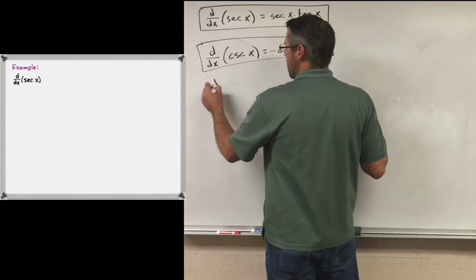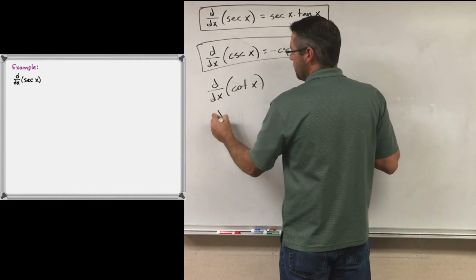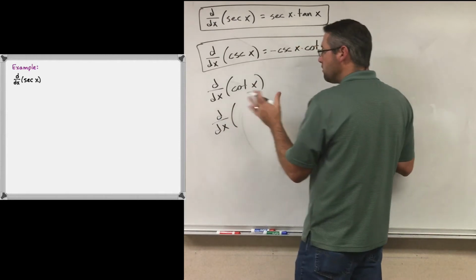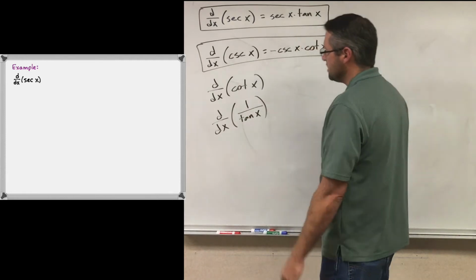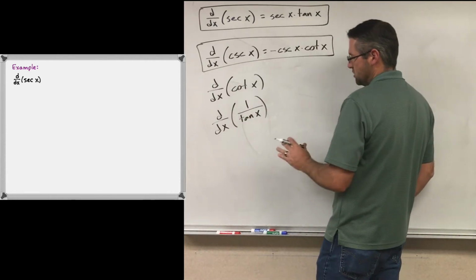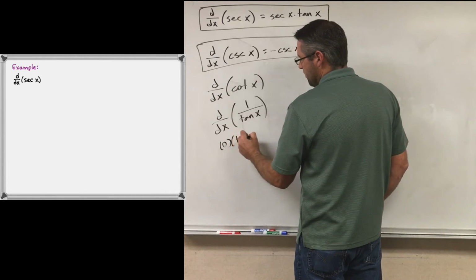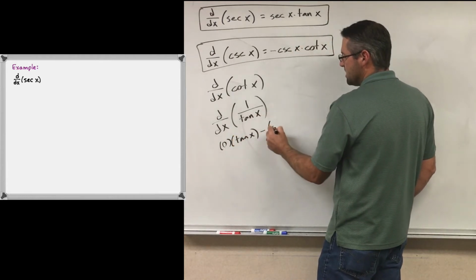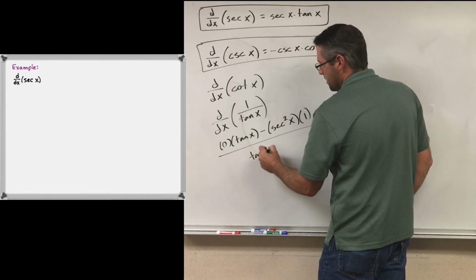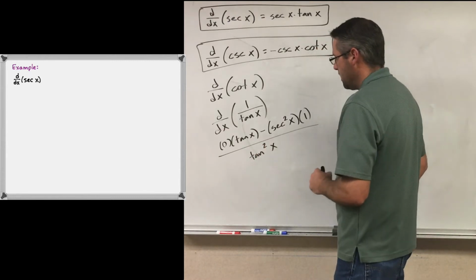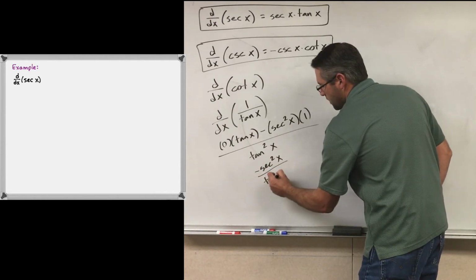All right, let's take a look at the last one, the derivative of cotangent of x. We could write that as 1 over tangent, and that might be the easiest way because you should know the derivative of tangent. So quotient rule: the derivative of the top is 0 times the bottom, minus the derivative of the bottom, which is secant squared x, times the top, all over the bottom squared. Simplifying that a little bit, you end up with negative secant squared x over tangent squared x.